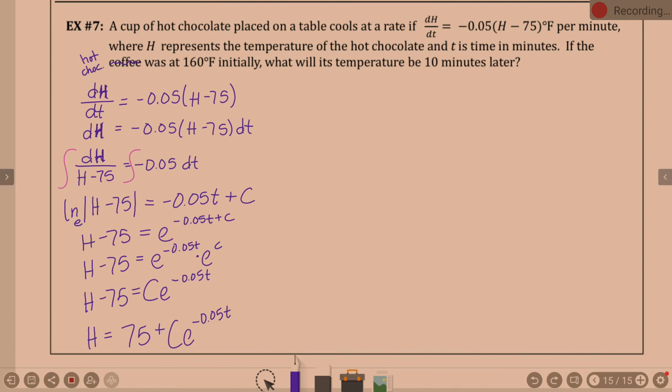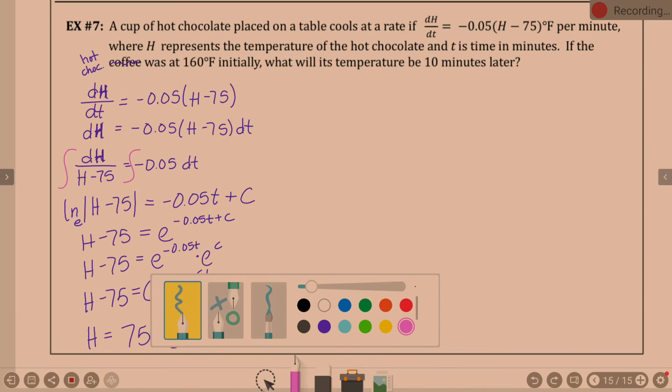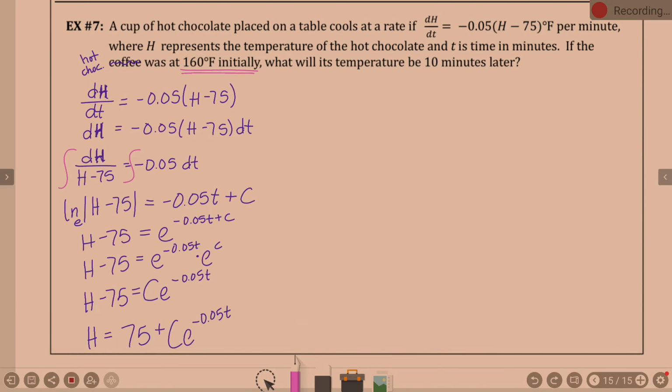If the coffee was at 160 degrees Fahrenheit initially, what's that tell me? We have an ordered pair of 0, 160. And this is where I caution you, don't just assume that C is 160. And what makes it different this time? The 75. Okay?